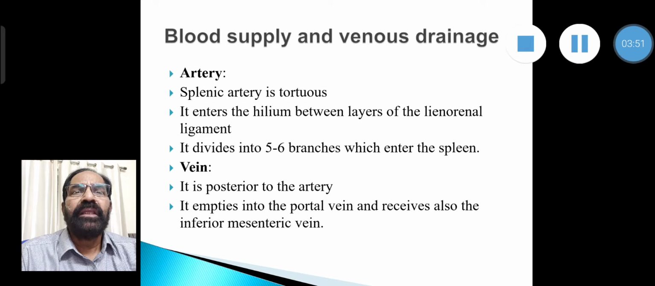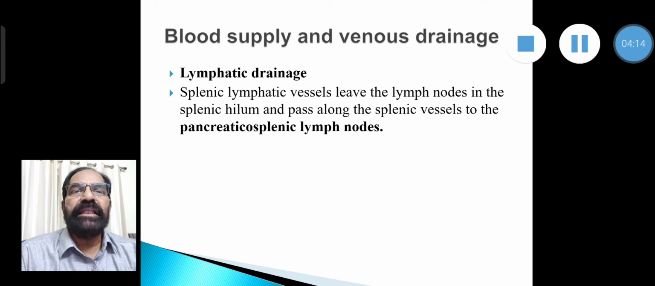Blood supply. Artery. The splenic artery enters the hilum between the layers of the lienorenal ligament. It divides into 5 to 6 branches which enter the spleen. Vein. The vein is posterior to the artery. It empties into the portal vein and also receives the inferior mesenteric vein. Lymphatic drainage. Splenic lymphatic vessels leave the lymph nodes in the spleen hilum and pass along the splenic vessels to the pancreaticosplenic lymph nodes.